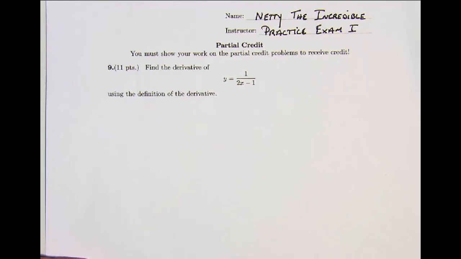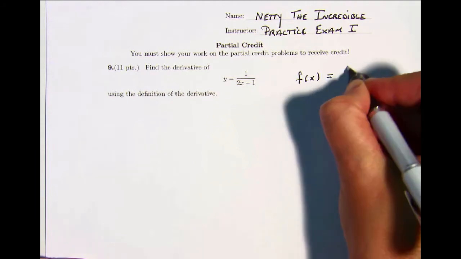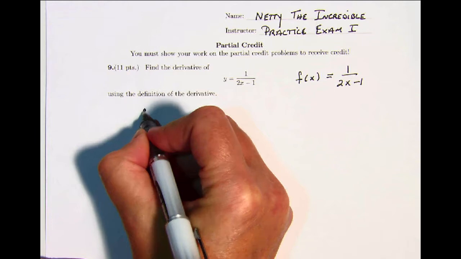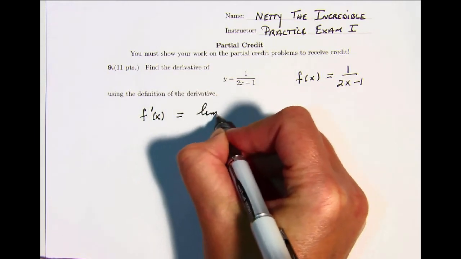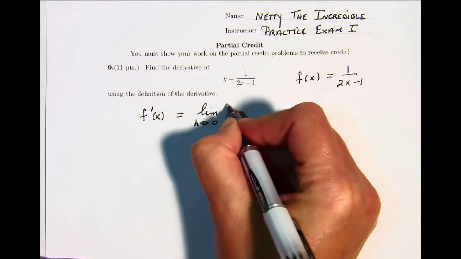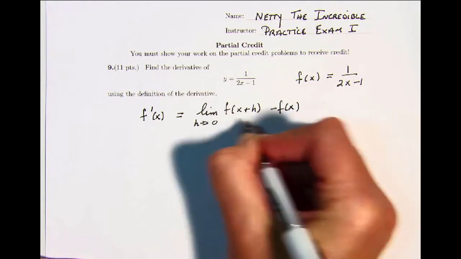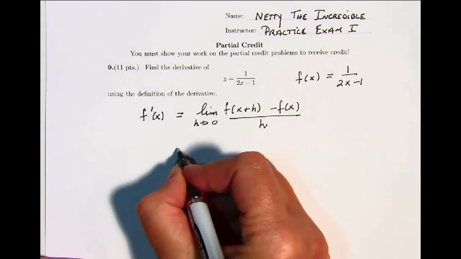Here we're asked to calculate the derivative of 1 over 2x minus 1 using the definition of the derivative. So we let f of x equal 1 over 2x minus 1, and recall that the definition of the derivative of f at x is the limit as h goes to 0 of f of x plus h minus f of x over h. And now we fill in the details and calculate this limit.